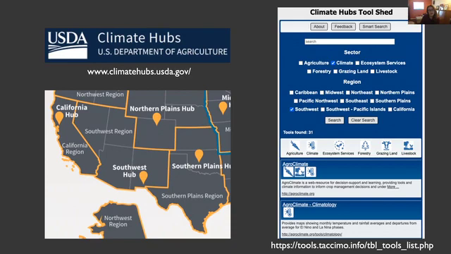So in our region, the Southwest Hub, the Southern Plains Hub, and the California Hub, they all serve the US-Mexico border region. And their websites link to regional tools, data, and other educational materials. A particularly useful tool is the Climate Hub's Toolshed, which is a database of tools that are relevant to climate variability and change, as well as other factors such as drought, pests, and extreme weather.